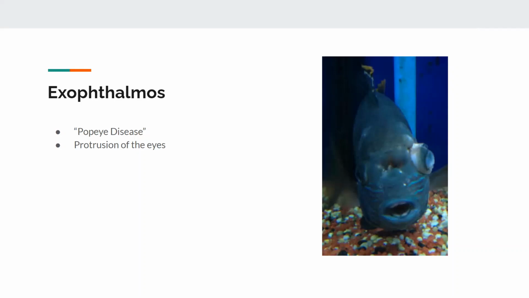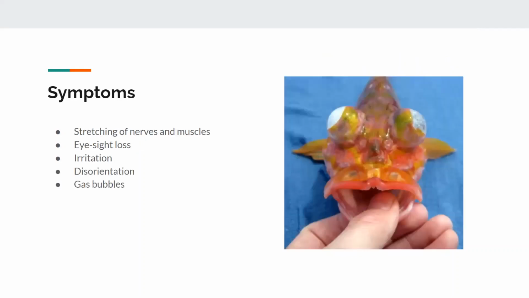And the symptoms of exophthalmos include the stretching of the optic nerves and extraocular muscles, which are the muscles outside of the eye, and this causes eyesight to deteriorate and can be very, very irritating for this fish, and it causes them to be disoriented in terms of where they are because of their lack of vision.